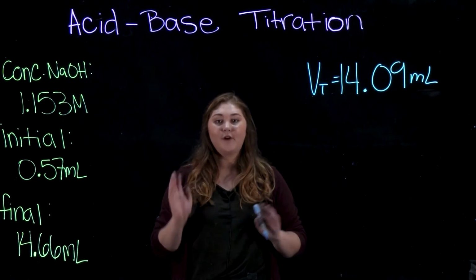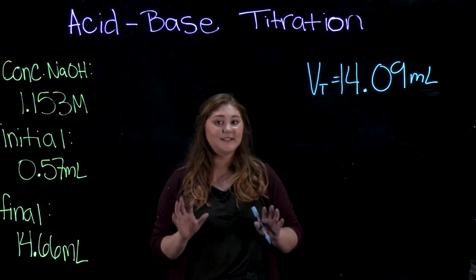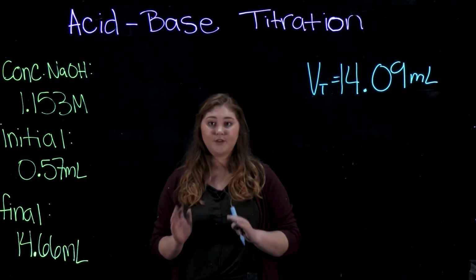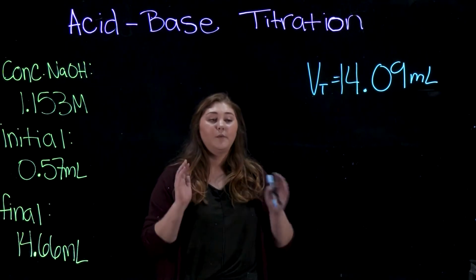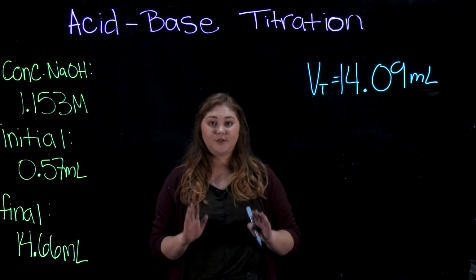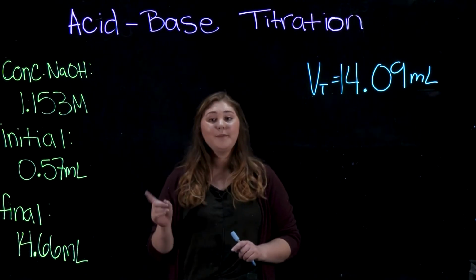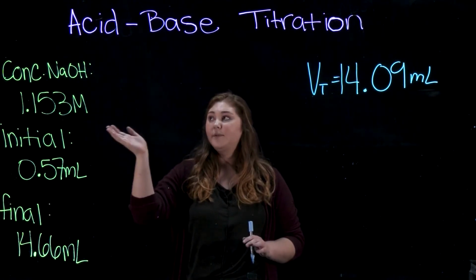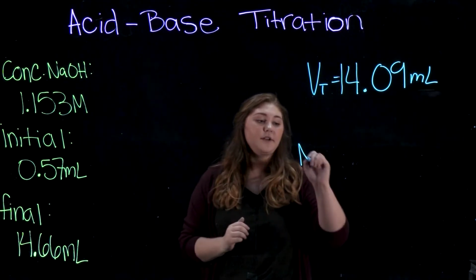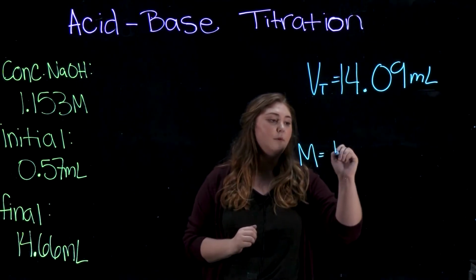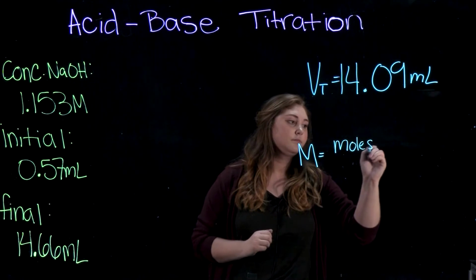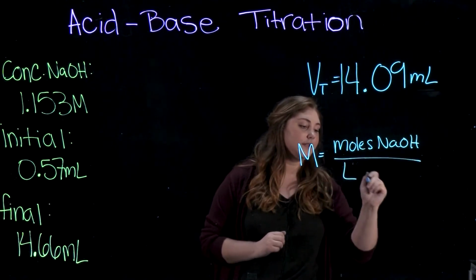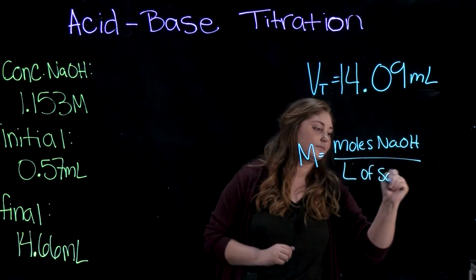Now that we know the volume of sodium hydroxide solution needed to titrate our sample of vinegar, we can go on to find the moles of sodium hydroxide that were used. We can do this by looking at the molarity of our sodium hydroxide solution. Before we begin, let's remind ourselves what molarity is. If we're talking about our sodium hydroxide solution, the molarity is equal to the moles of sodium hydroxide over a volume in liters of our solution.